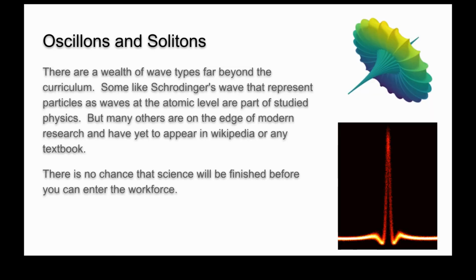There are a wealth of other types of waves far beyond the curriculum, like oscillons and solitons. Some, like Schrodinger's wave, that represent particles as waves at the atomic level, are currently part of studied physics, but many others are at the edge of modern physics. So an actual electron might be represented by this.